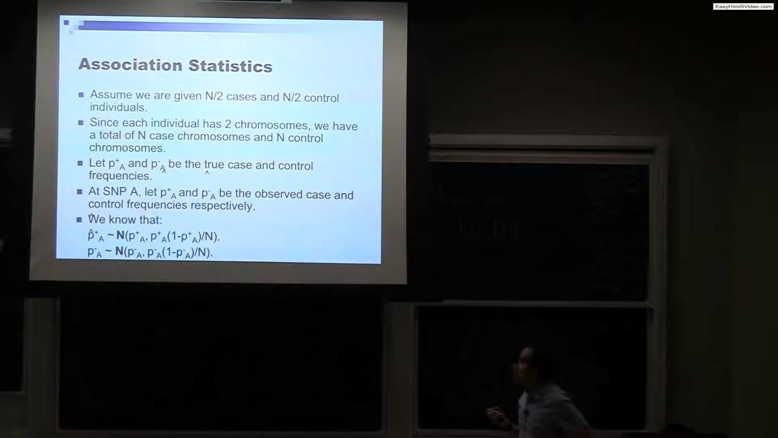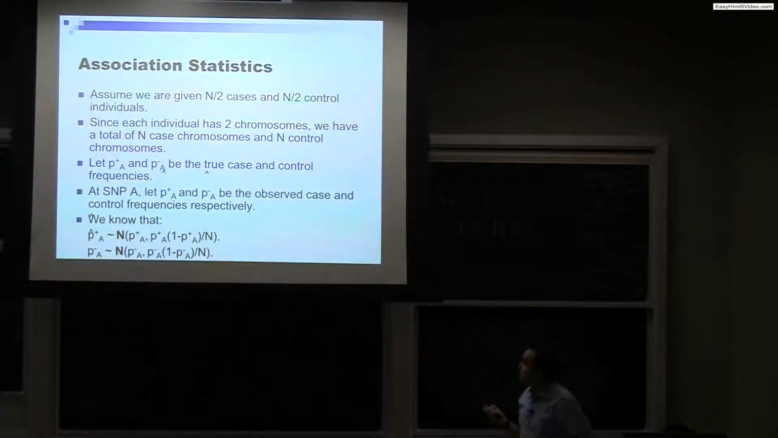Okay, so now let's apply this to association studies. For association studies, let's say we're given n over 2 case and n over 2 control individuals. So what does that mean? Cases are individuals that have a disease. Let's say n is 1,000. So let's say I have 500 individuals that have diabetes and 500 individuals that don't have diabetes, out of a total n of 1,000. And since each individual has 2 chromosomes, the total number of chromosomes that I'll see will be 1,000 case chromosomes and 1,000 control chromosomes.